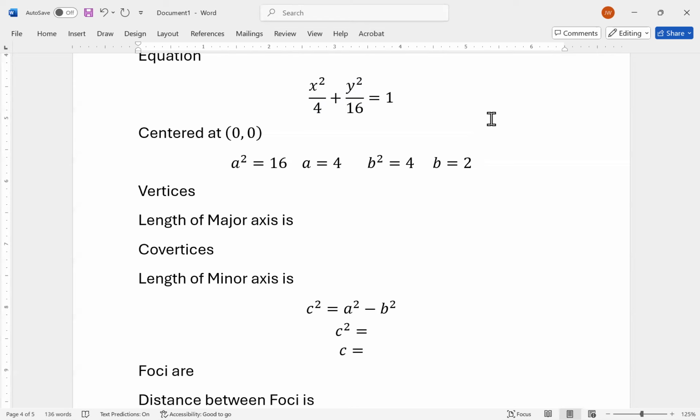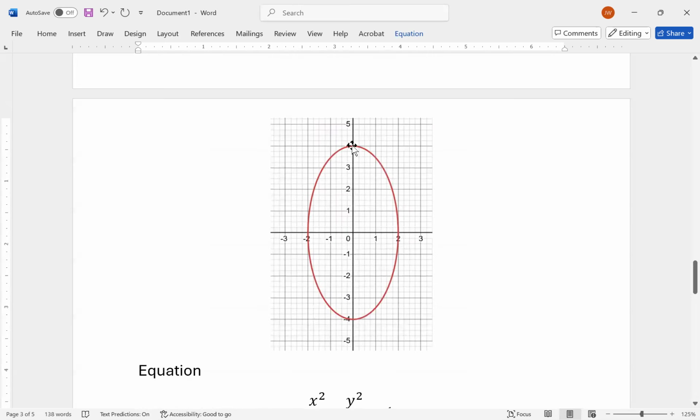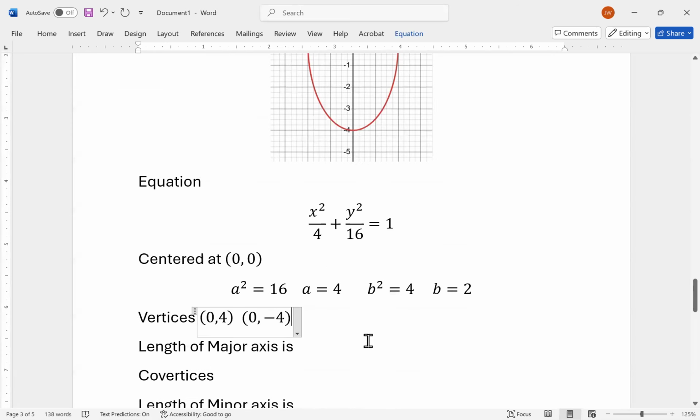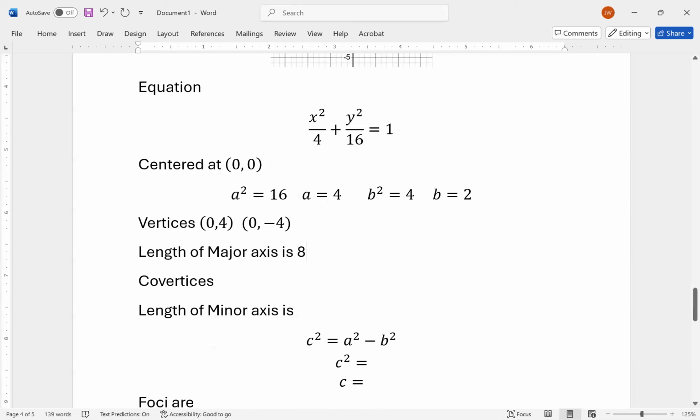We saw that. Now the vertices, because we've stretched out more in the y direction, the vertices are going to be at the points 0, 4 and 0, -4. Make sure we're going up and down there and not left and right. So 0, 4, 0, -4. On the graph, they're at the top and bottom of this ellipse. And then the length of the major axis is going to be 8 from vertex to vertex.